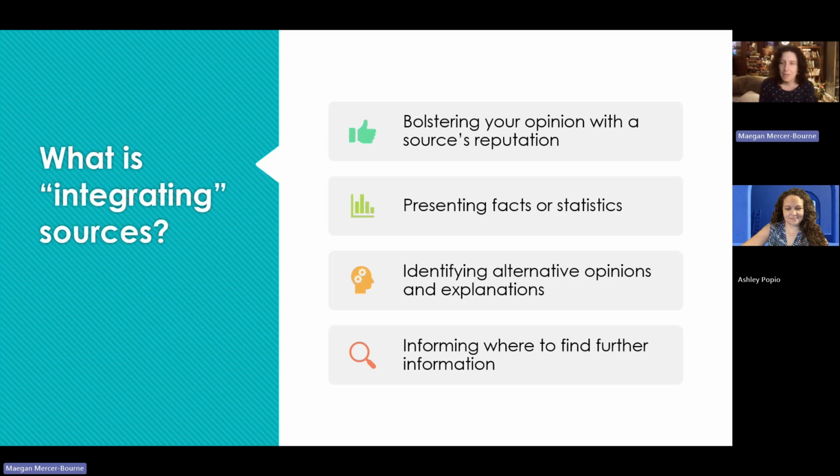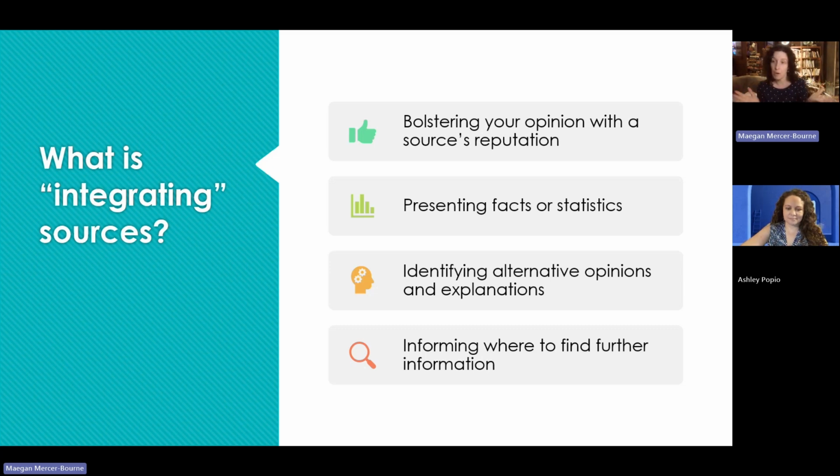Integrating sources, a little bit more information about that, what I was talking about before as far as signal phrases, saying who the source is. You want to think about kind of strategically what sorts of sources that you use. So one kind of source you may use may help support your opinion. Maybe you have something that you're arguing in your paper and you want to find a reputable source that will make your opinion sound stronger. You want to find someone who agrees with you. That's one reason you may cite. You also may want to present facts or statistics, obviously things you may not know off the top of your head, those exact numbers, but if you have those exact numbers, that again makes your argument more believable.